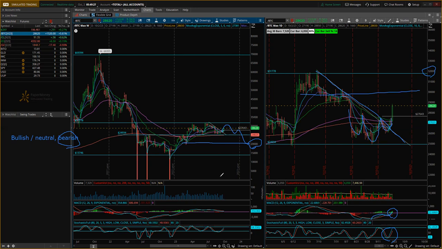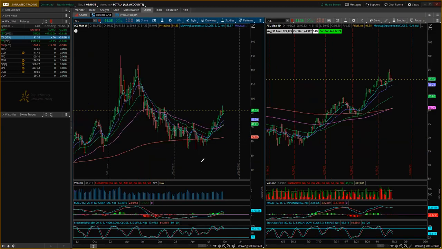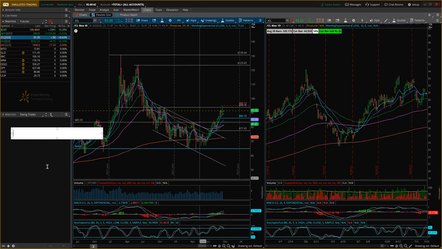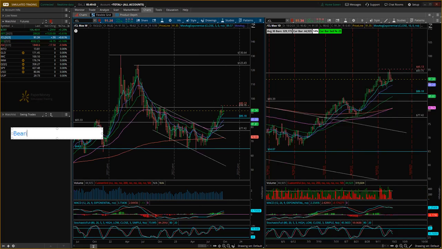Okay, let's move on to the next chart. Next one is crude oil. Crude oil, short-term bearish, but long-term I'm bullish. And I have to be really honest, I'm actually long four contracts of crude oil at the moment.